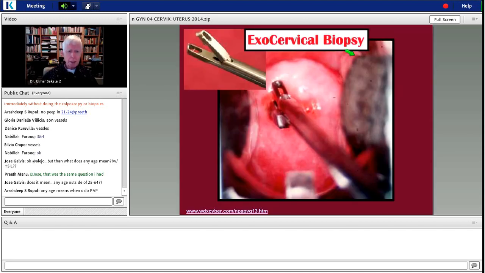Here we do an exocervical biopsy, and by looking directly, visually, with the colposcope, you can put your instrument in and take an exocervical biopsy right over the area where you can see the abnormal epithelium.